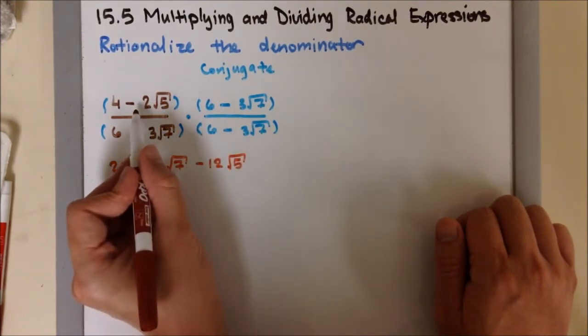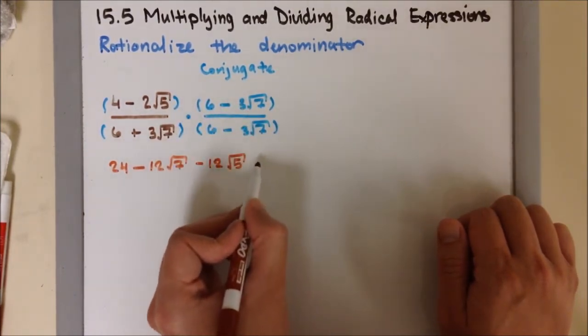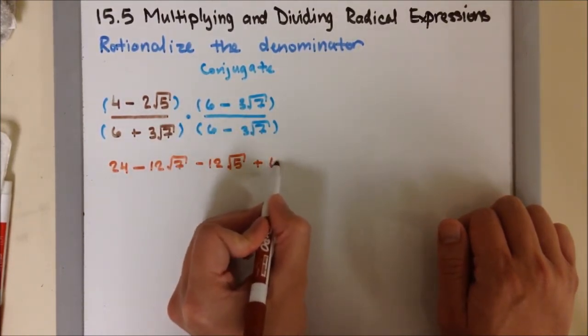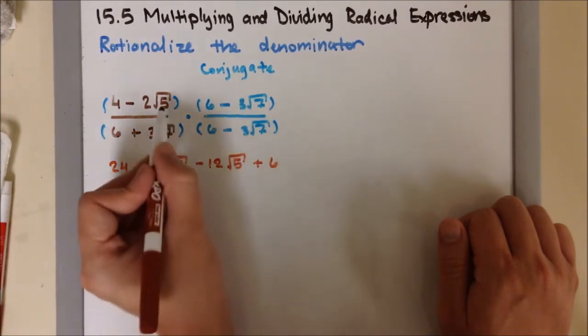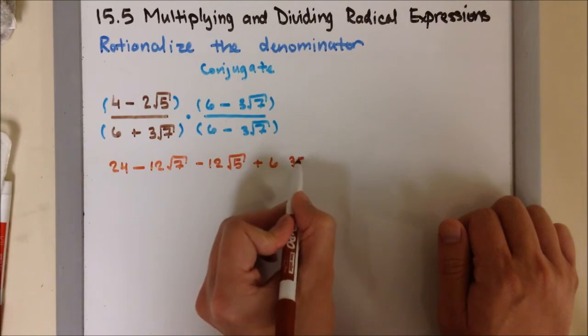And then here, negative 2 square root of 5 times negative 3 square root of 7 is going to be positive 6, because the 2 times 3. Then inside the radical, 5 times 7, so it's going to be the square root of 35.